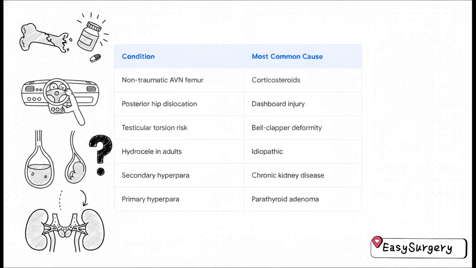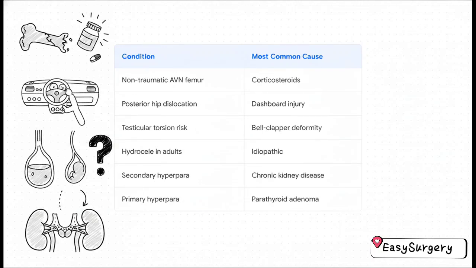Okay, let's group some of these other distinct physical associations. For orthopedics, non-traumatic avascular necrosis of the femoral head is caused by corticosteroids. And what about a posterior hip dislocation? That's classically a dashboard injury from a motor vehicle accident. Moving to GU, the primary predisposition for testicular torsion is the aptly, if somewhat aggressively, named bell clapper deformity. Meanwhile, a hydrocele in adults is overwhelmingly idiopathic.